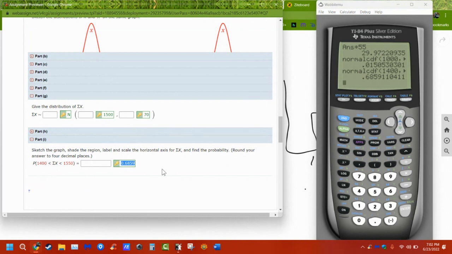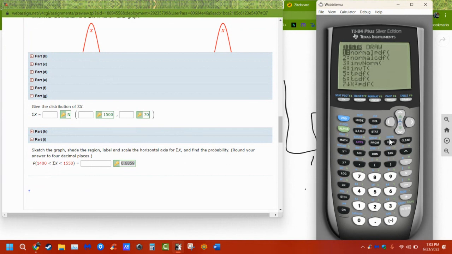I didn't get how you go there on the calculator. Okay. Second, vars. I wish I had the black screen because it shows up much better than on the gray one. But it's distribution, which is right above the bars. Yeah, no problem. I got it. And then we want to do normal CDF or inverse normal CDF for these.